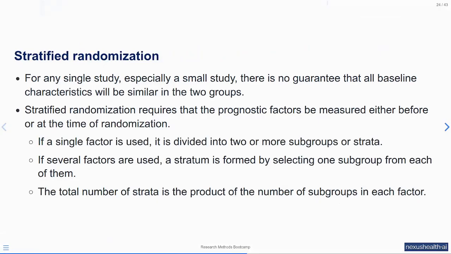For any single study, especially a small study, there is no guarantee that all baseline characteristics will be similar in the 2 groups. Stratified randomization requires that the prognostic factors be measured either before or at the time of randomization. If a single factor is used, it is divided into 2 or more subgroups or strata. If several factors are used, a stratum is formed by selecting one subgroup from each of them. The total number of strata is the product of the number of subgroups in each factor.